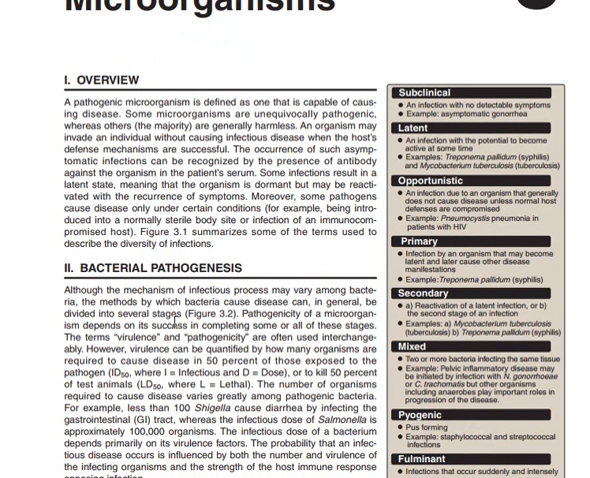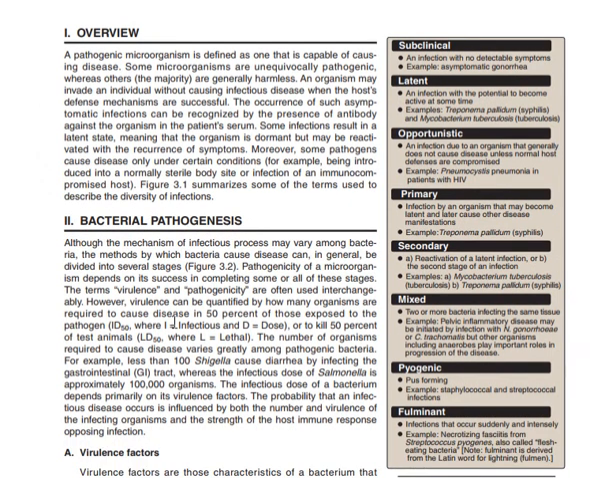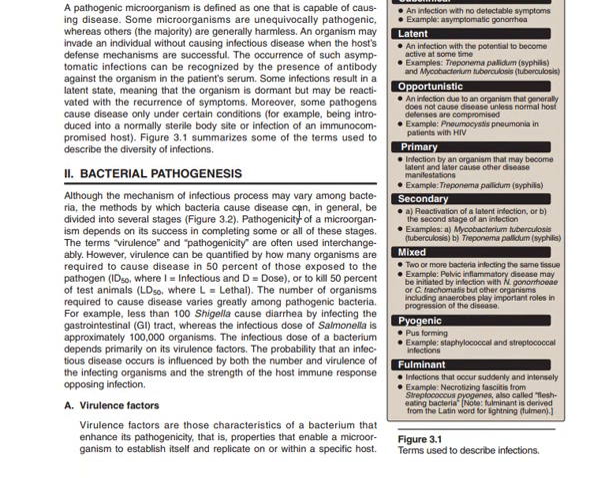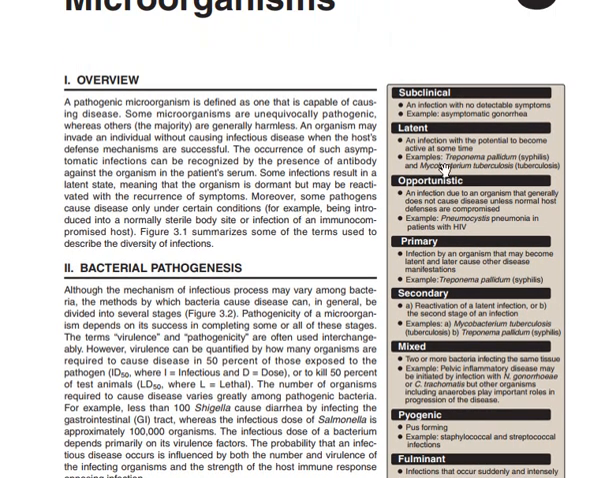Then we go to the next part of the chapter, which is the pathogenicity of the organism. Inside the pathogenicity of the organism, there are different definitions that you should know in the overview. We have what is called subclinical. A subclinical infection is an infection that has no detectable symptoms. So you have an infection in you without any symptom. An example is asymptomatic gonorrhea, which usually occurs in females.